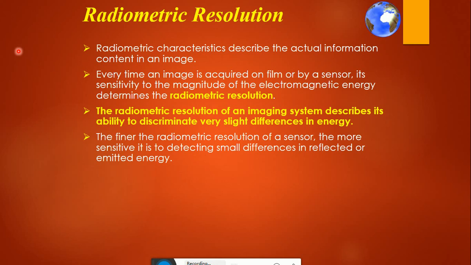Radiometric resolution. Radiometric characteristics describe the actual information content in an image. Every time an image is acquired by a sensor, its sensitivity to the magnitude of the electromagnetic energy determines the radiometric resolution. The radiometric resolution of an imaging system describes its ability to discriminate very slight differences in energy. The finer the radiometric resolution of a sensor, the more sensitive it is to detecting small differences in reflected or emitted energy.